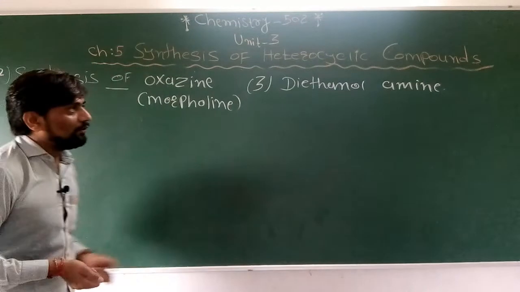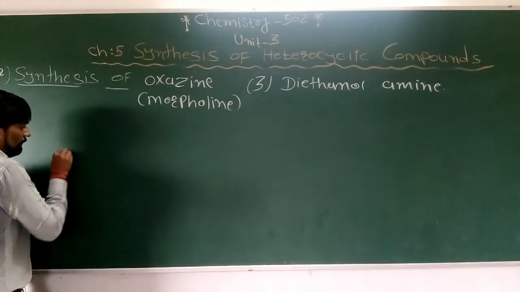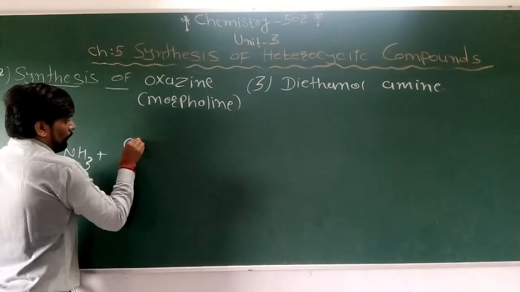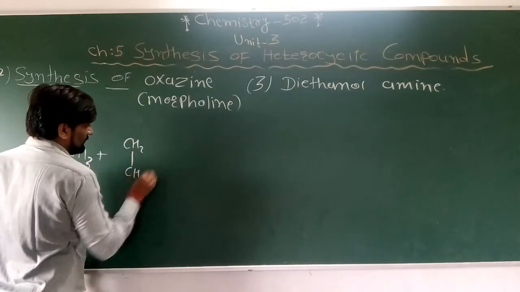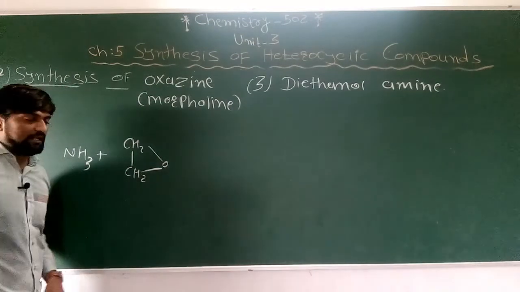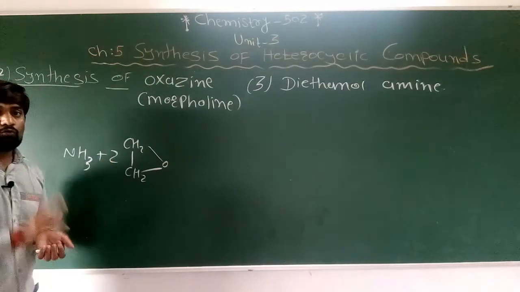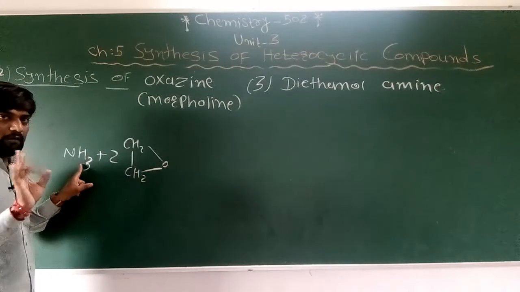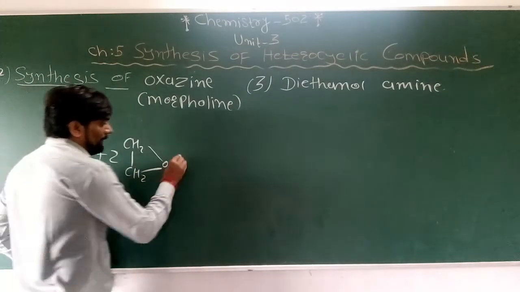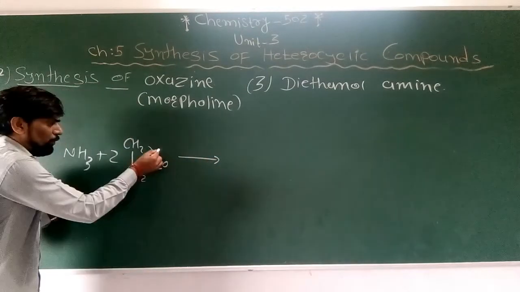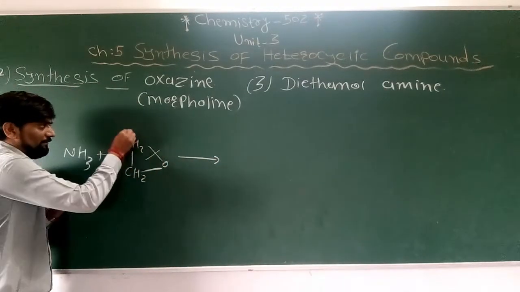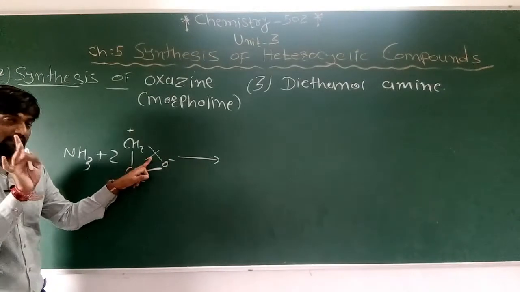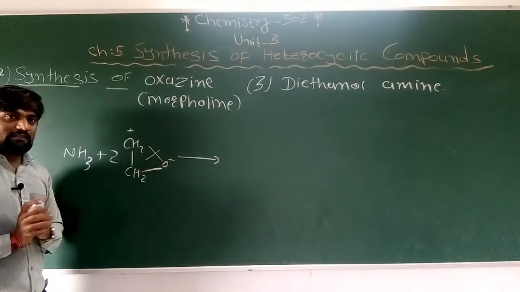So diethanolamine will be formed whenever 1 mole of ammonia and 2 moles of epoxide, that is ethylene oxide, are present. Here 2 moles of ethylene oxide and 1 mole of ammonia are there. At that time what happens? This bond will break. This one has a positive charge, this one has a negative charge.